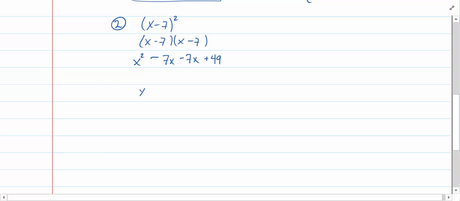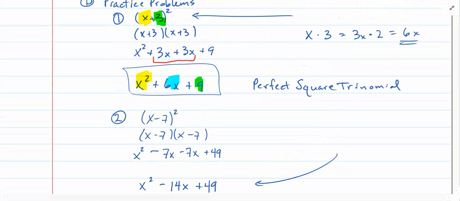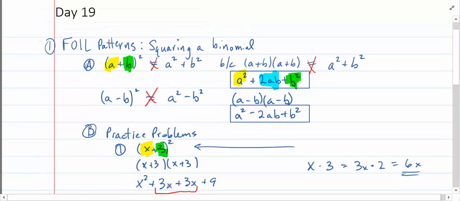When we combine like terms, we have x squared, which cannot combine with anything. The two 7x's can combine to make a negative 14x, and our last term is 49. Does this follow the pattern that we decided in our first video?